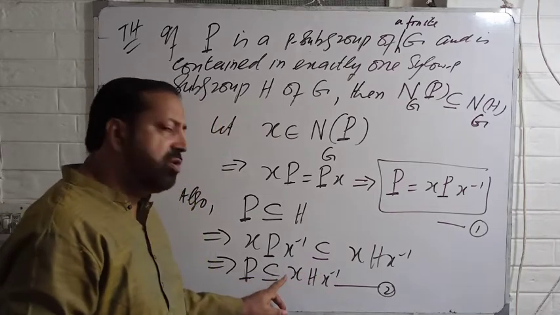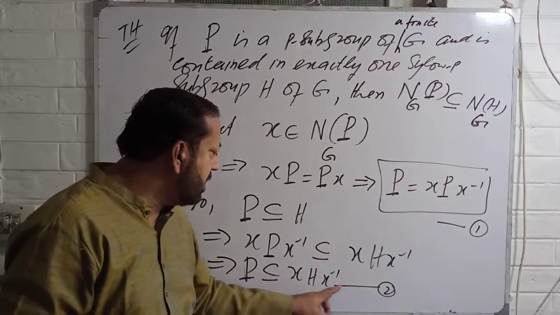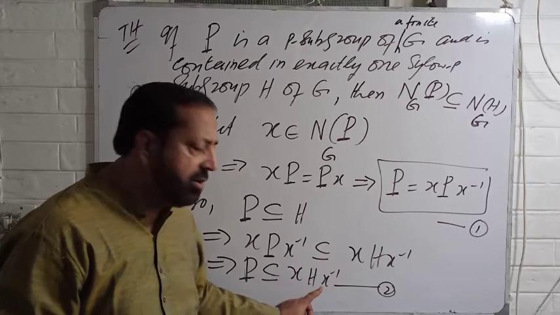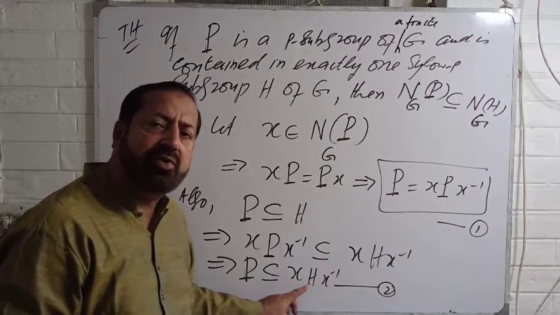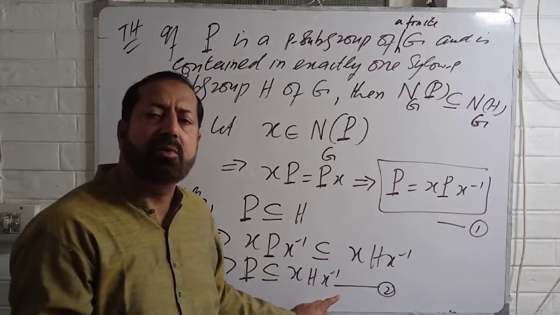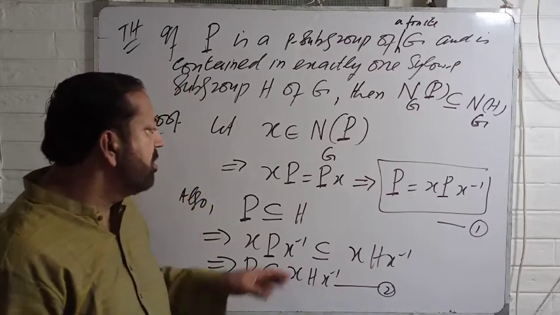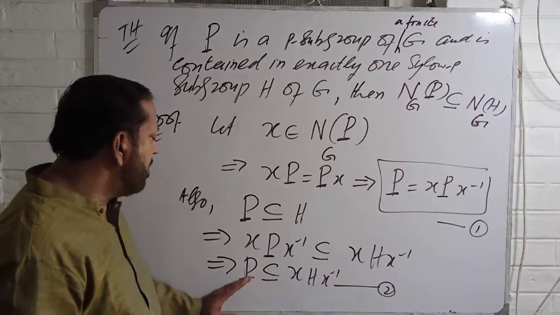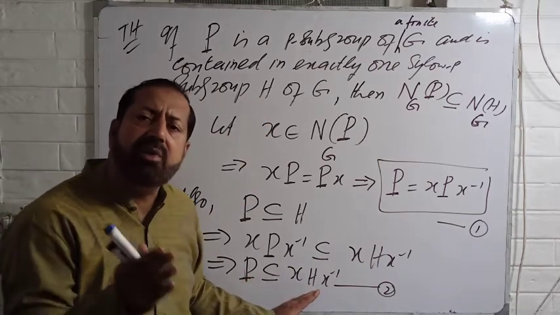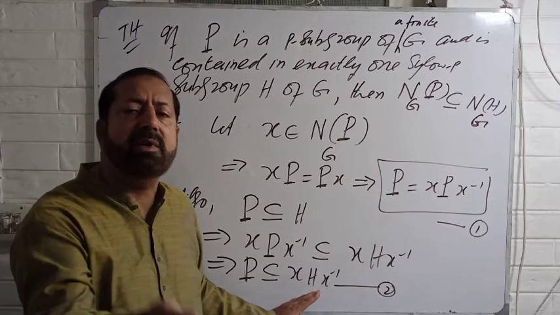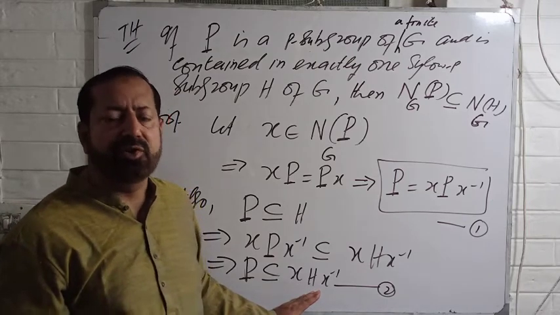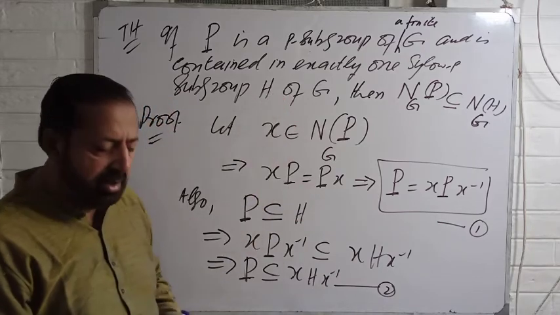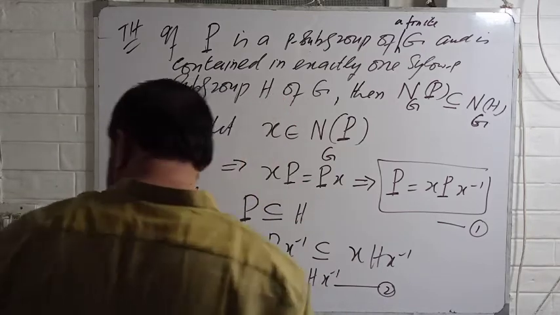Now look at, since H is a Sylow-p subgroup and the order of xHx inverse is equal to the order of H, it is very much clear that xHx inverse is also a Sylow-p subgroup. Now since P is contained in H and also P is contained in this, but you are given that P is contained in exactly one Sylow-p subgroup of G. This means that this must be equal to capital H, right? Now I am writing this. This is so easy.